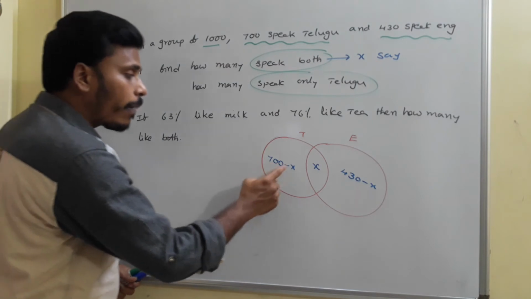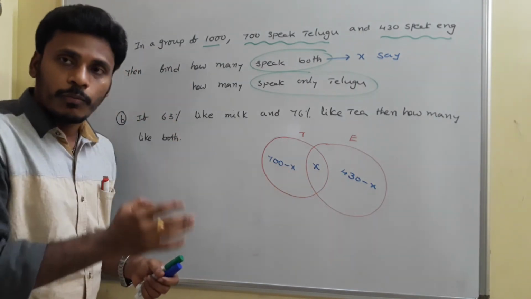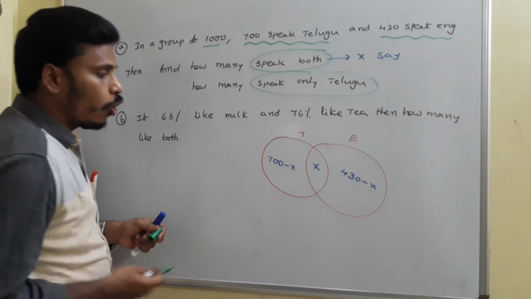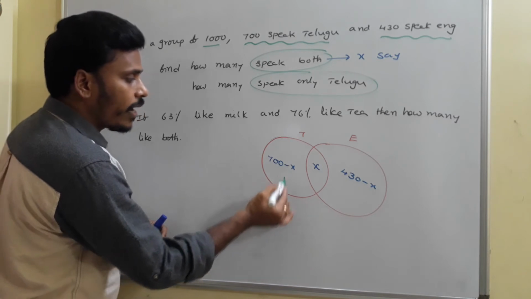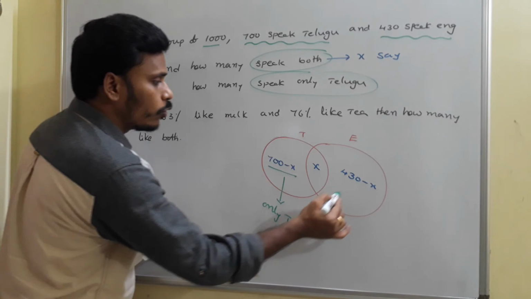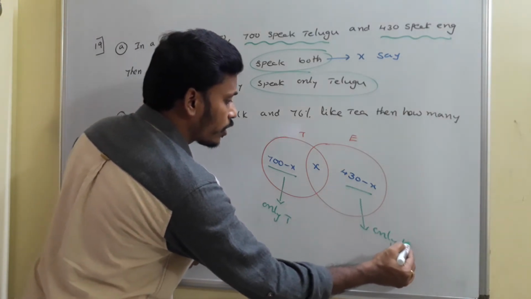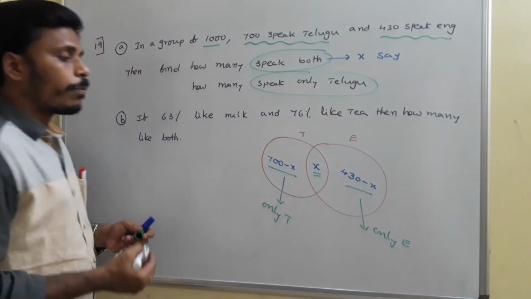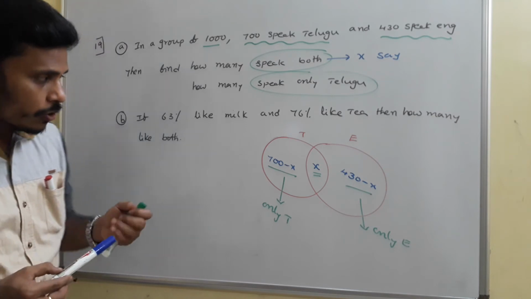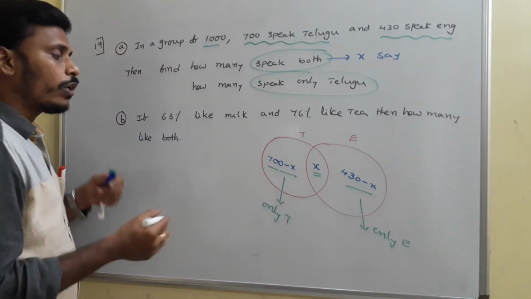Now if you add these three, which is nothing but the total number of persons speaking both, only English, and only Telugu, we know the regions of the Venn diagram. This 700 minus x represents the persons speaking only Telugu. This 430 minus x represents the persons speaking only English, whereas x represents the persons speaking both the languages. At the end, the total number of persons is given as 1000, and that's why you add all these three values and equate it to 1000.